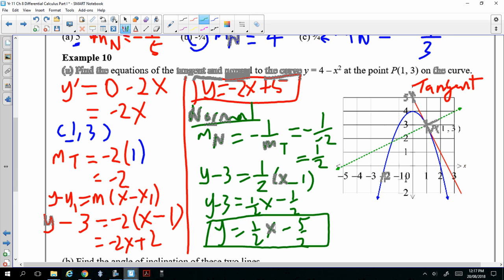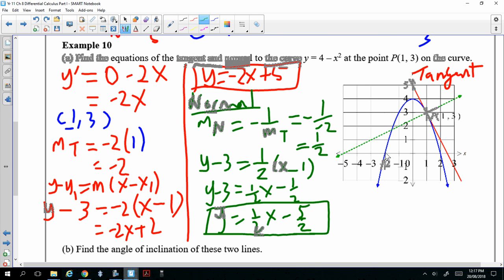Alright, any questions? It's pretty basic, things that we learned last chapter, the equation of the line. To get the gradient, you have to find the derivative, then substitute the point to get the gradient of the tangent. The gradient of the normal is the negative reciprocal of the gradient of the tangent. Okay? Oh yeah, you're right, plus. You're right. Thank you.